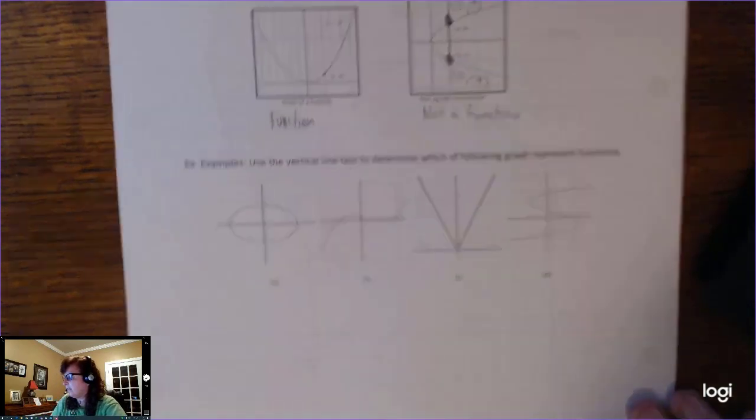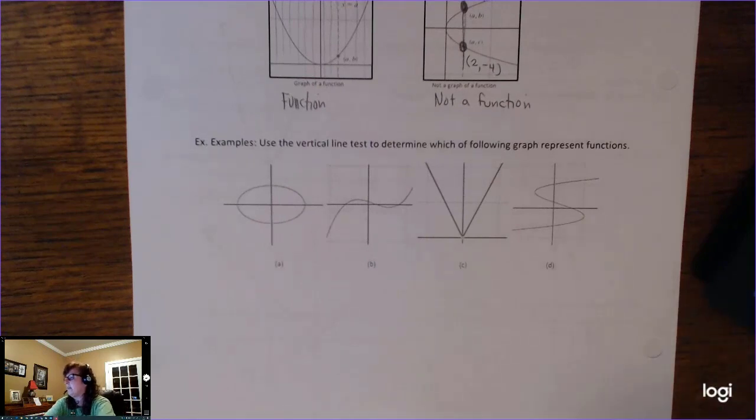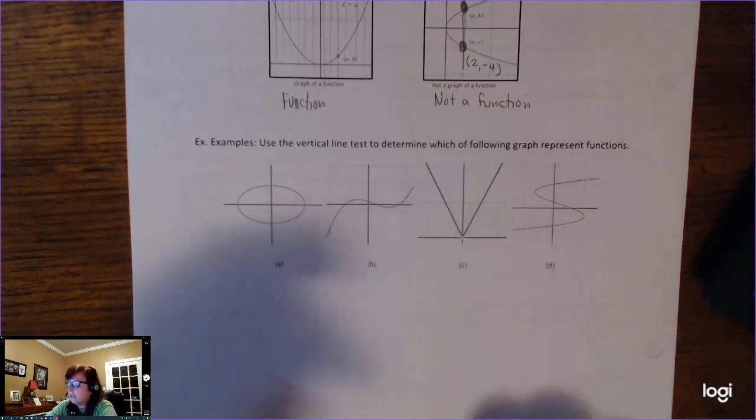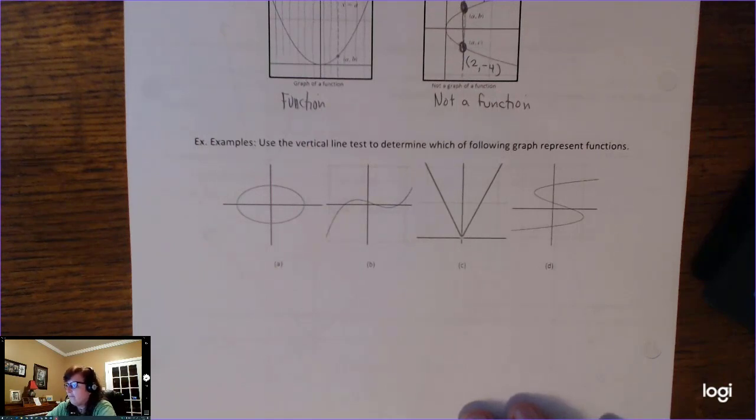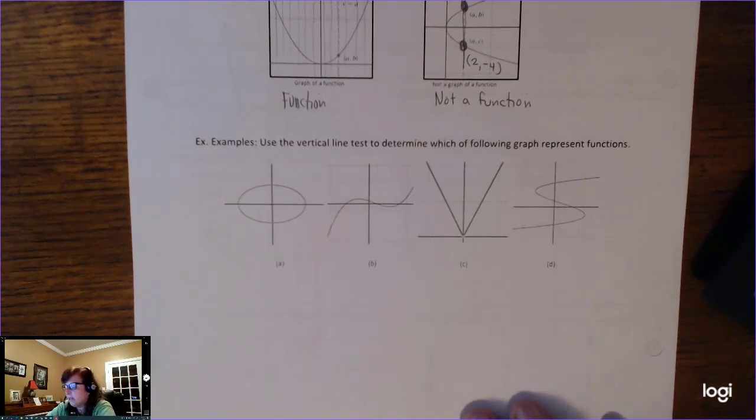Okay, again, at this point we would stop and practice, so you can pause the video and tell me which one of these are functions and which ones are not functions. But I'm going to keep going.